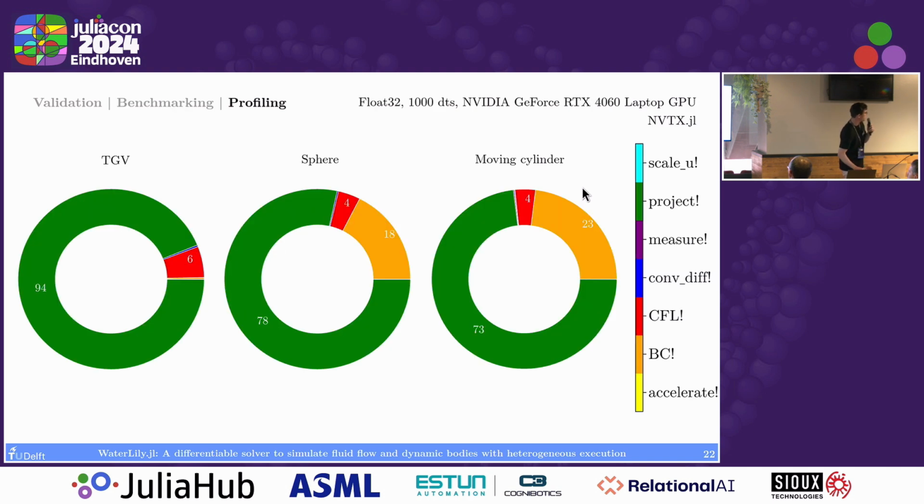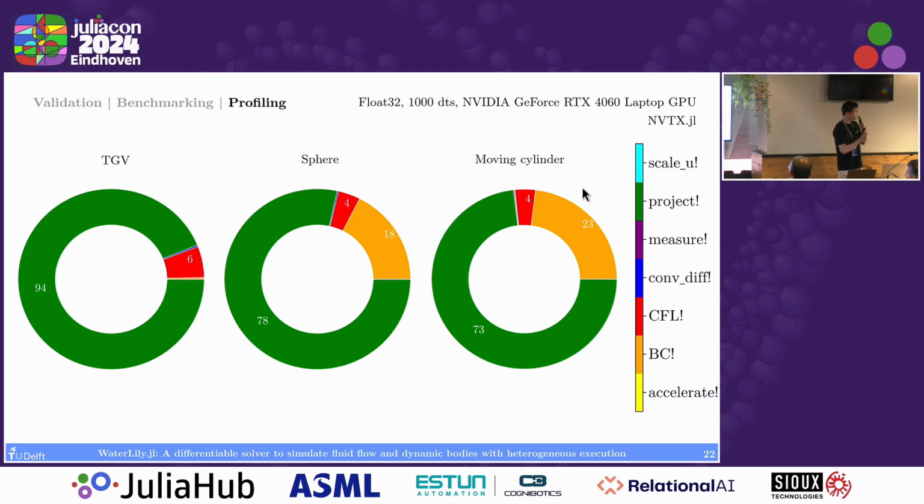Of course, we also did a bit more profiling. Here you see the time it takes for one time step on the different kernels of our code. You can see the kernels on the right. Basically, scale U is just a scalar operation on the fluid velocity, like a broadcasting. It's a very cheap one. You don't even see it.